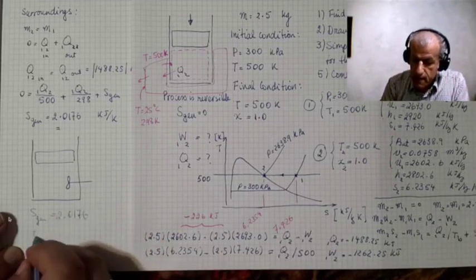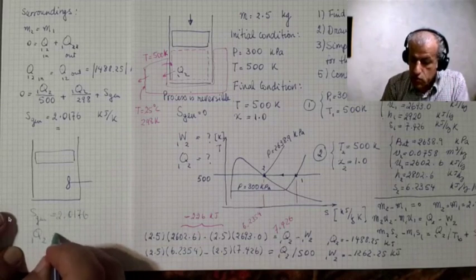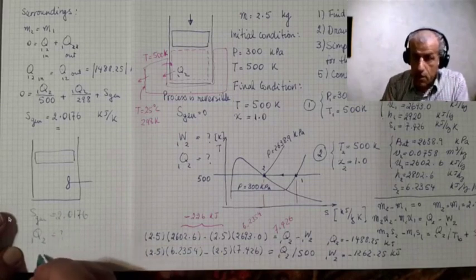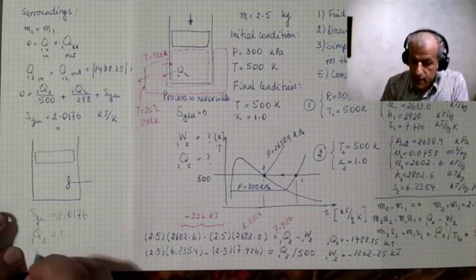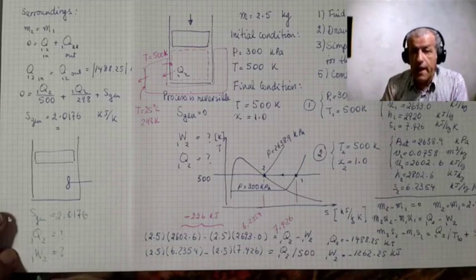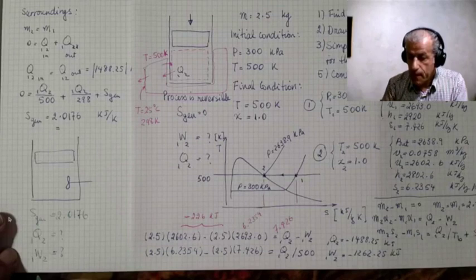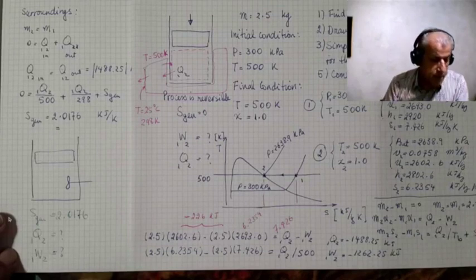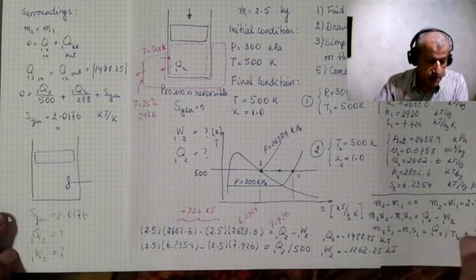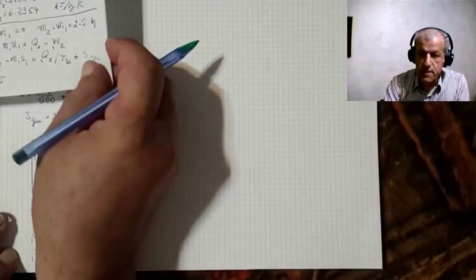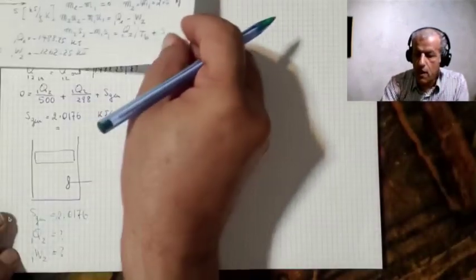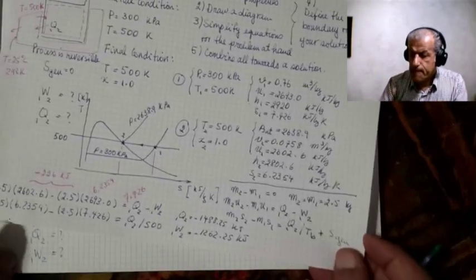2.0176. We have a Q12, which we don't know what it is, but we are in a good position to calculate it. And we have W12, which we don't know what it is, and we just wish to calculate it. How do we do that? Very, very simple. The two equations that we write are just similar to what we have here.